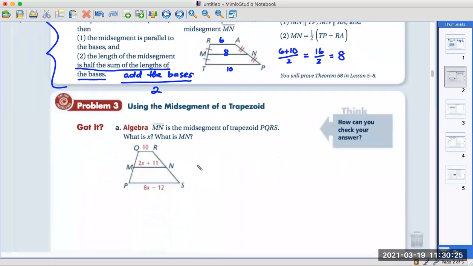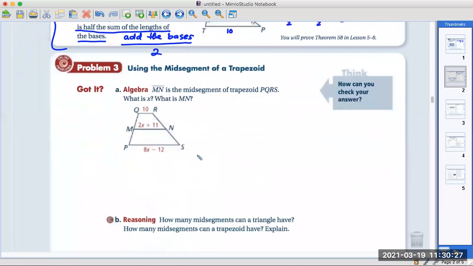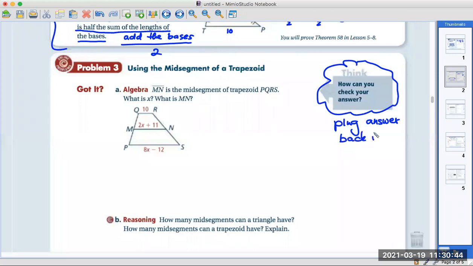Anyways, let's practice on our first problem here. First of all, it sometimes asks, how do you check your answer? You plug your answer you get for X or Y or Z, whatever the variable is, back into the expressions in the problem.